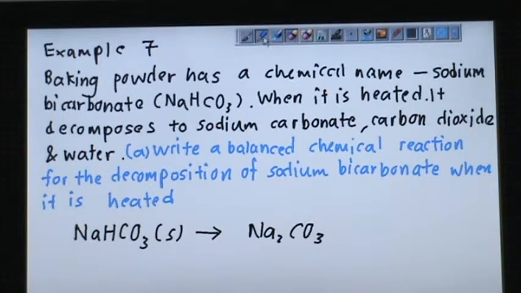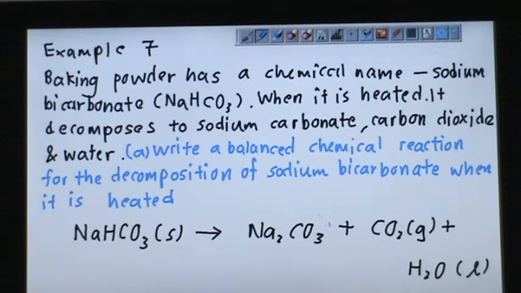So the complete equation is plus CO2, which is a gas, plus H2O, which is a liquid. Here this is a solid. Okay, in order to avoid such a situation, we try to give space between the words so we can fill up the numbers later.